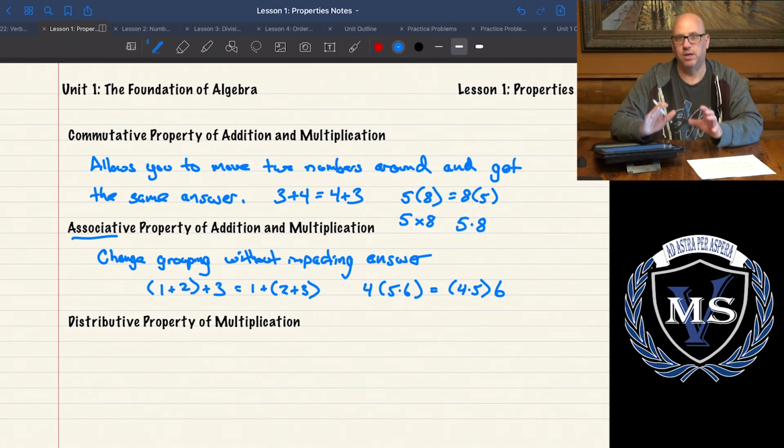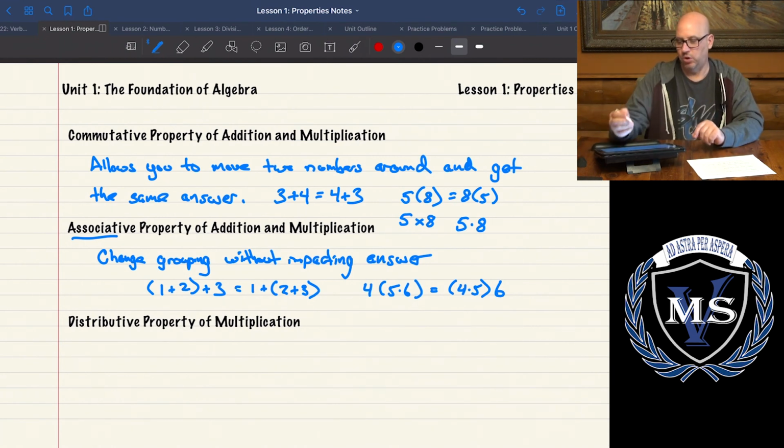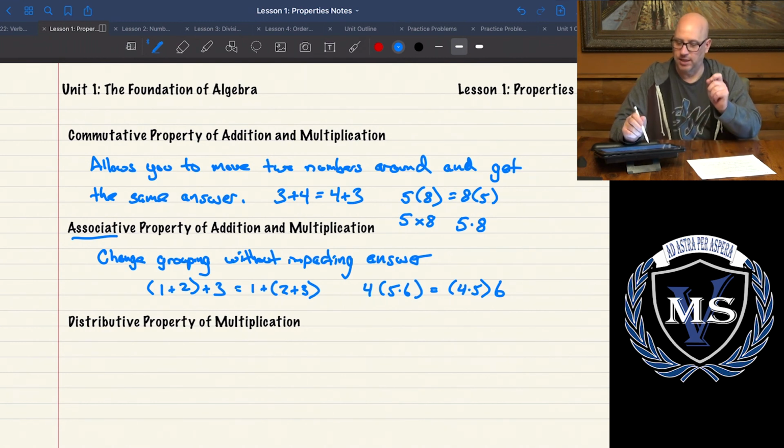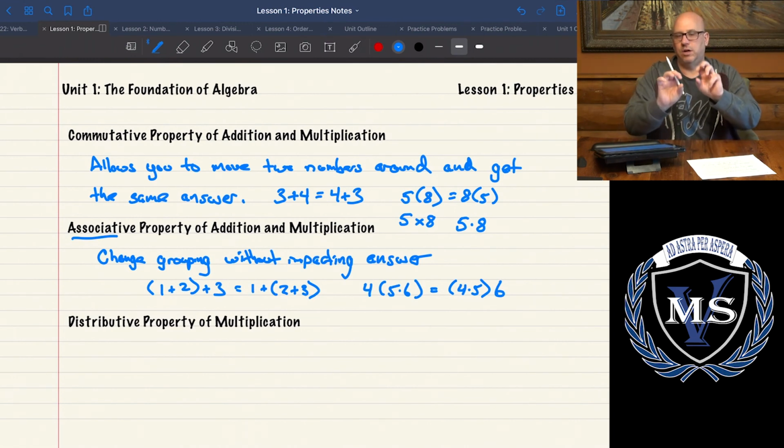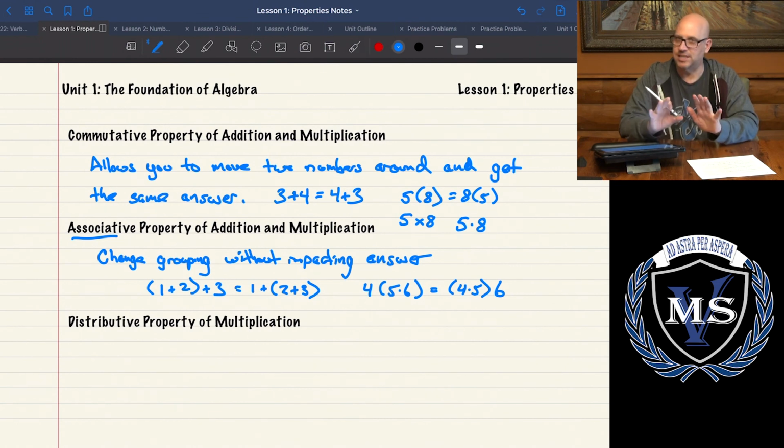It doesn't change it. Now, one thing that's important to note for both of these properties, they have commutative property of addition and multiplication, and then associative addition and multiplication. That doesn't mean that you could have addition and multiplication in the same problem and just do whatever you want to with the numbers. That's not what we're saying.